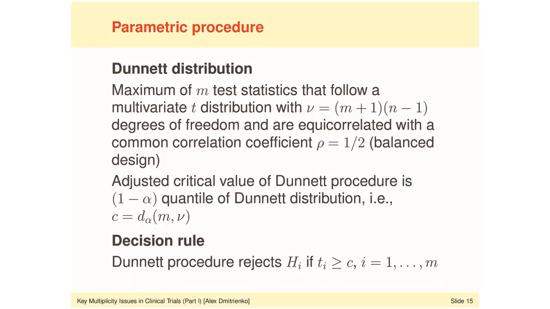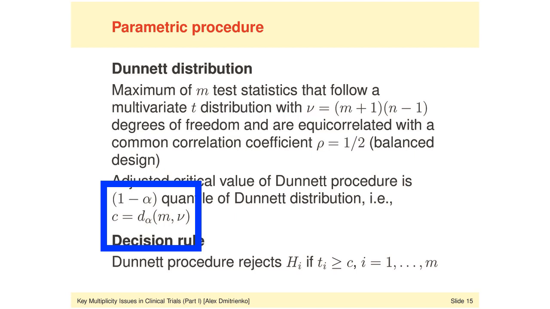Here is a bit more formal definition of the Dunnett distribution for a multiplicity problem arising in a clinical trial with multiple dose-placebo comparisons. We assume here that there are m dose-placebo comparisons, and therefore there are m test statistics. And this is the maximum of m test statistics, where each one of those individual statistics follows a central t-distribution. The maximum of those test statistics would then follow a multivariate t-distribution. And it's also important to add that they are equally correlated with a common correlation coefficient, rho, which is equal to 0.5 or 1/2 in this case, because we're dealing with a balanced design.